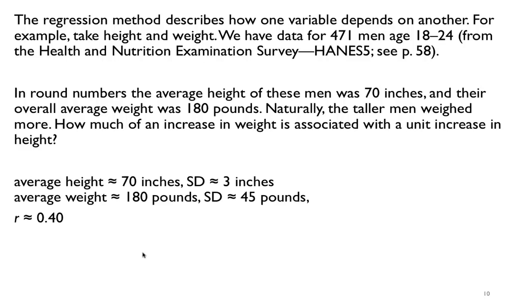So again, here's the data. The average height is 70 inches. Say the SD is 3 inches, the spread of the height. And then the average weight is 180, and the spread of the weight is 45 pounds. And then suppose that the correlation coefficient is 0.40. So knowing all this, can we use one variable to predict the other one?